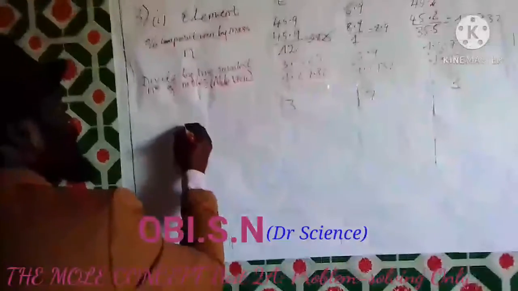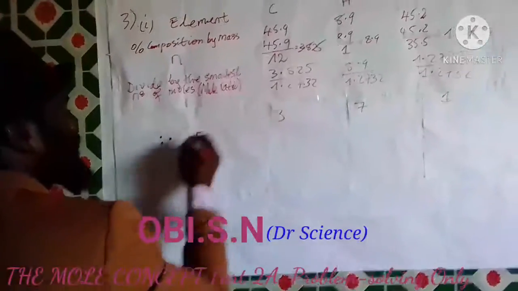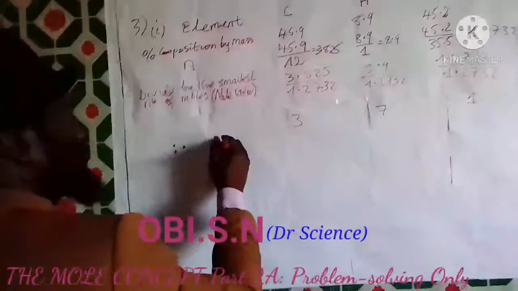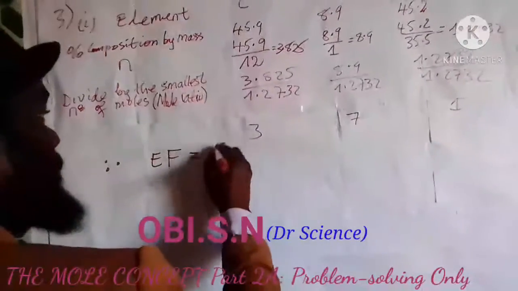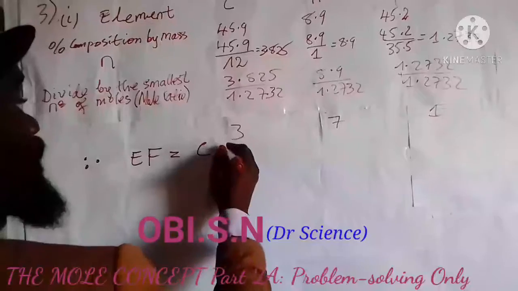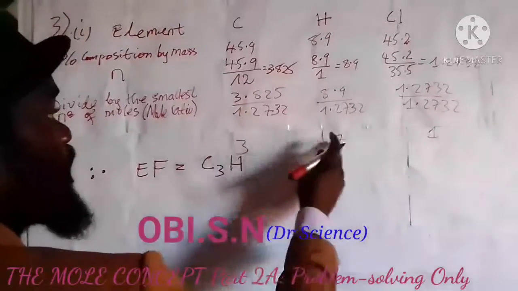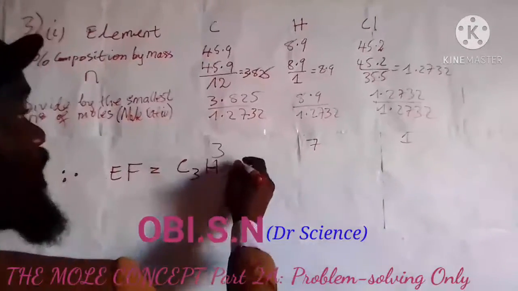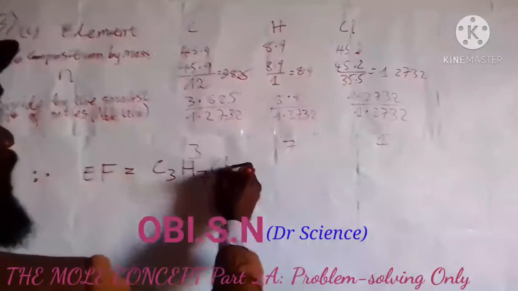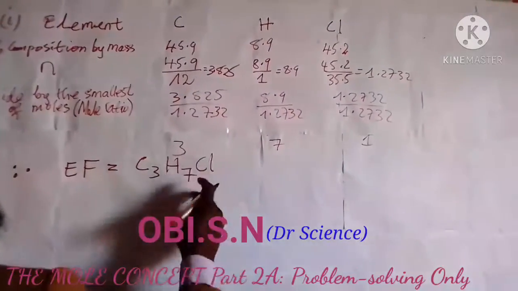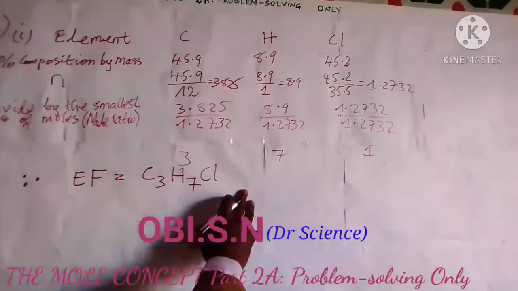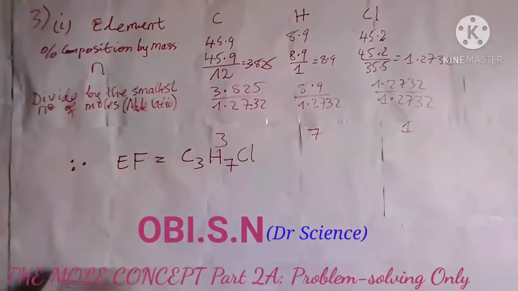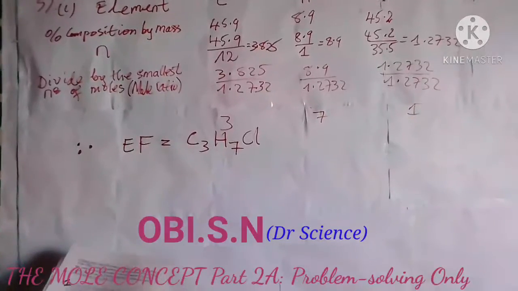Therefore, empirical formula, or abbreviated EF, equal to C3H7Cl1. So you don't need to write 1. So this is the empirical formula of that halogenal compound.